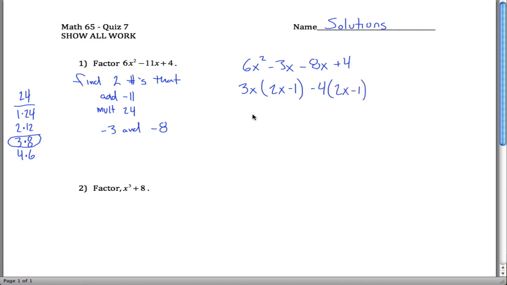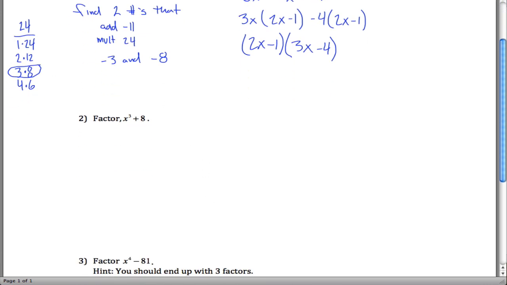So then you have two terms, and they both have a 2x minus 1 in them. So you can pull out that 2x minus 1, and you'd be left with 3x minus 4. We factored. It doesn't say you have to check it, so if you don't want to check it, you don't have to check it. I don't want to check it.